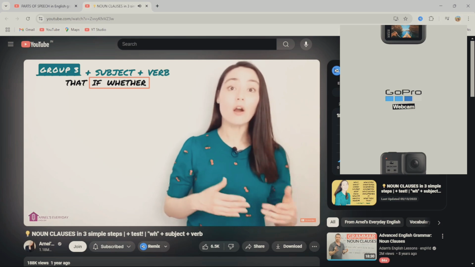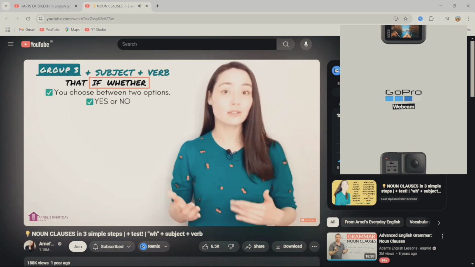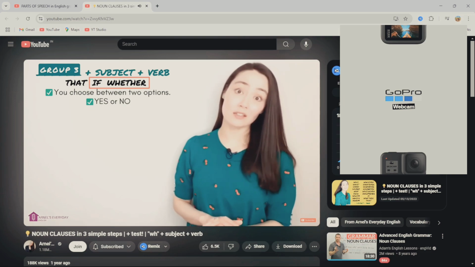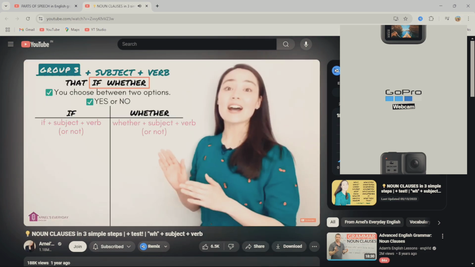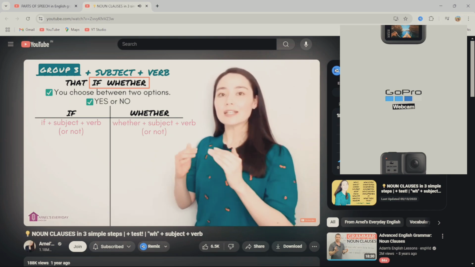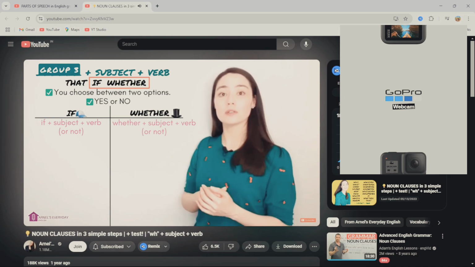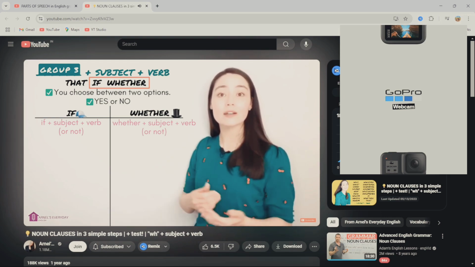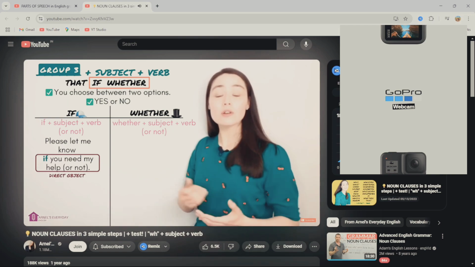If and whether are used to choose between two options, usually yes or no. And you might be thinking, that doesn't make sense. Let's use a chart. You can see I have if and whether. What's the difference? If is slightly less formal, whether is slightly more formal, but they can be used in the same way. Please let me know if you need my help or not.